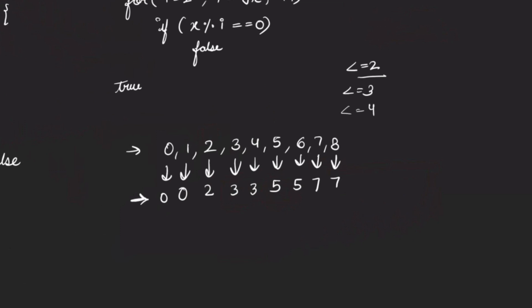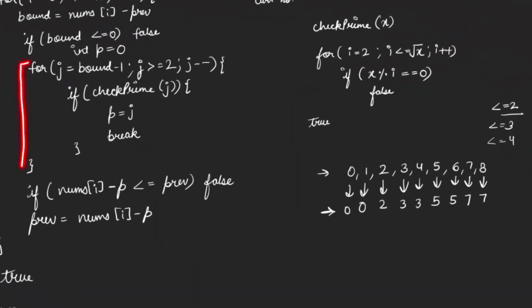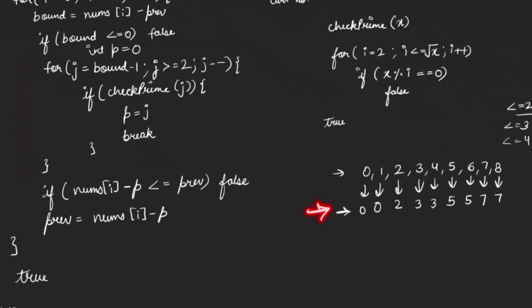So can we create this array? If we create this array, then for every number, we know the largest prime number which is less than or equal to that number, right? So then what we can do is that instead of running this for loop, we can check the value present in this particular array at bound - 1, right?